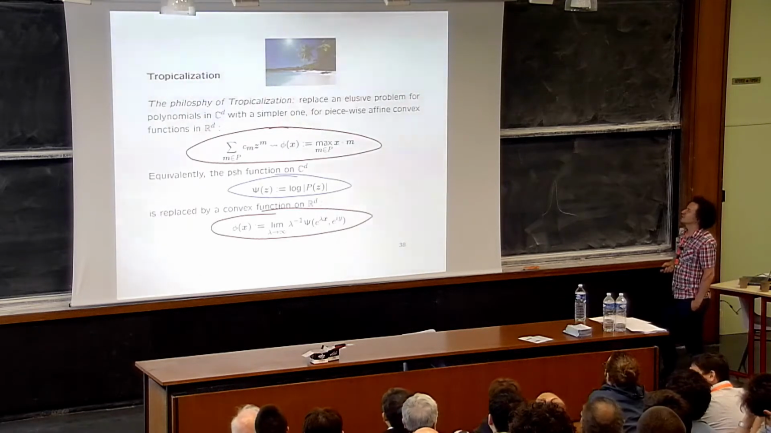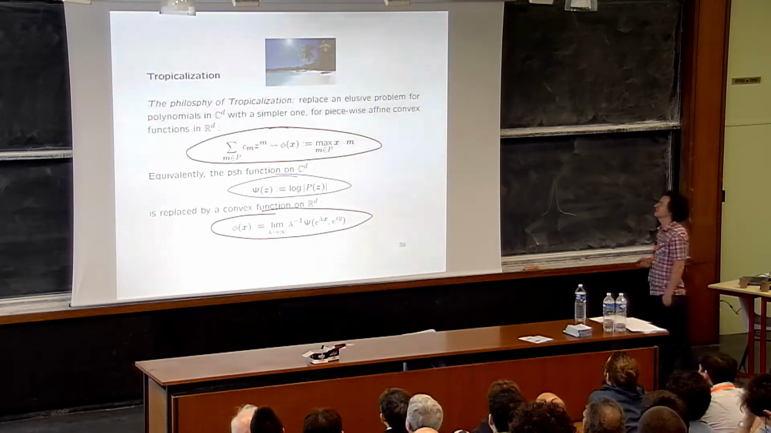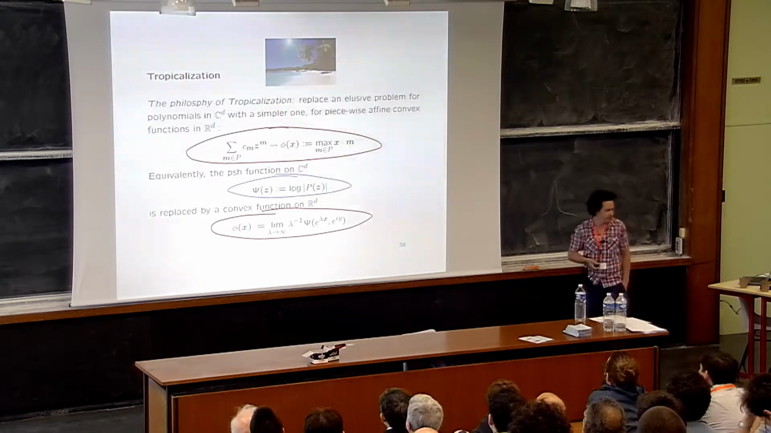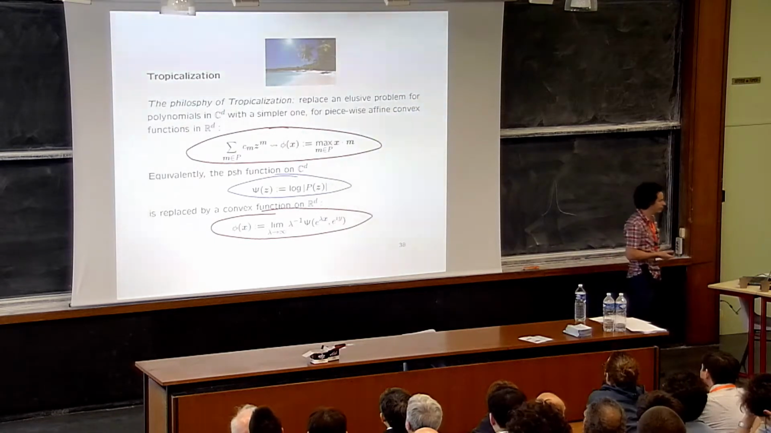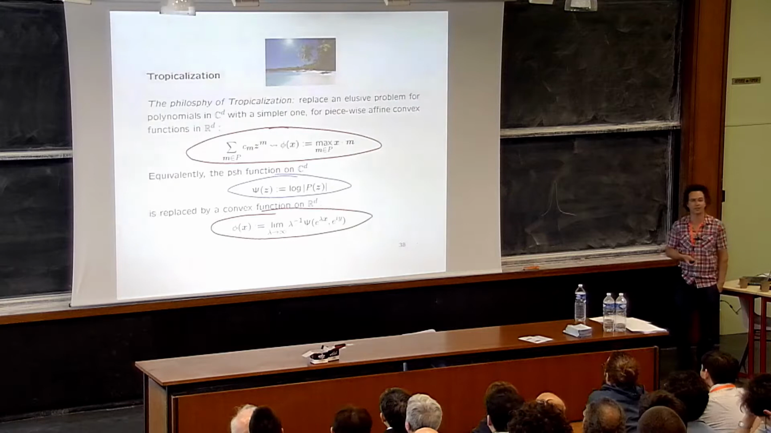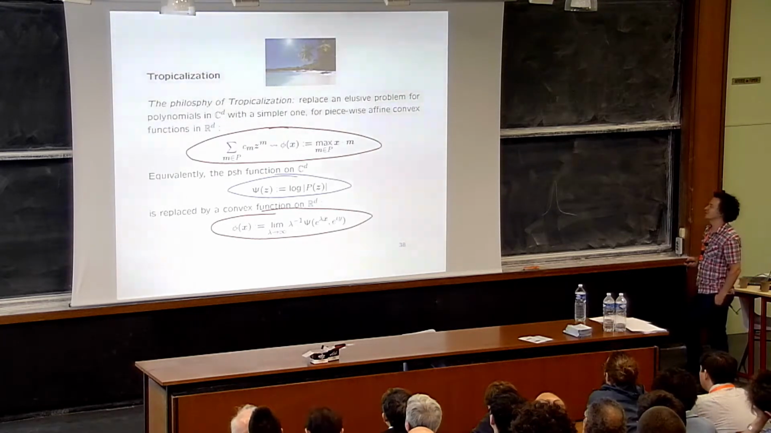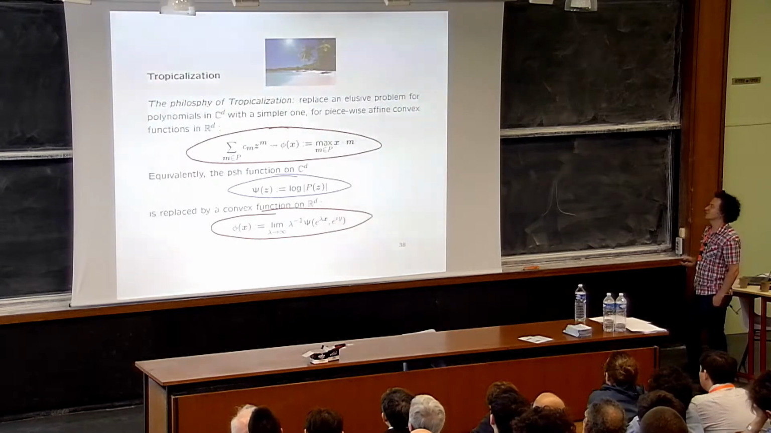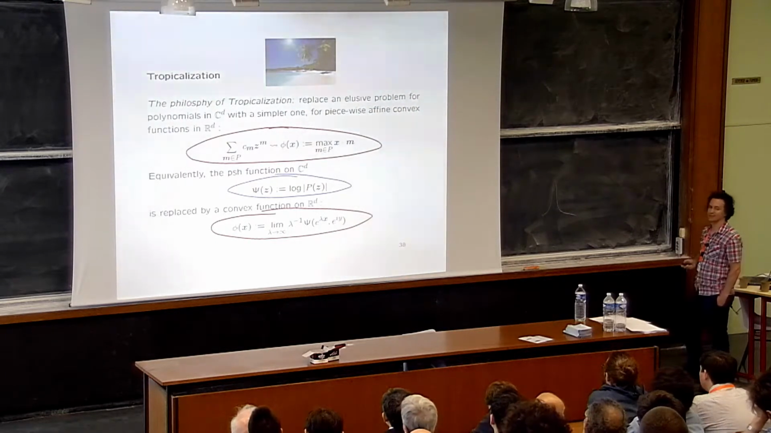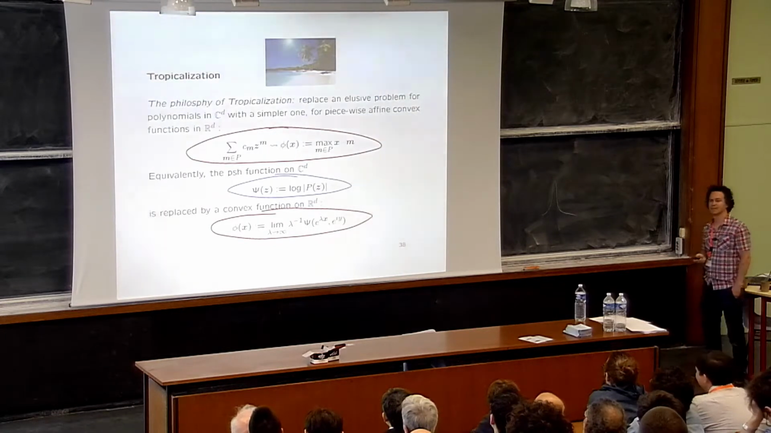So what is the philosophy of tropicalization? That's to replace an elusive problem about polynomials in C star n with a simpler one for piecewise affine convex functions in Rn. That's the philosophy of tropicalization. And the recipe is this. Every time you see a polynomial like this, you just replace it with this convex function here.